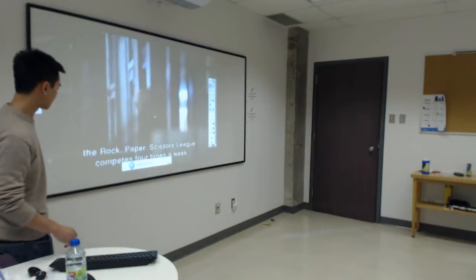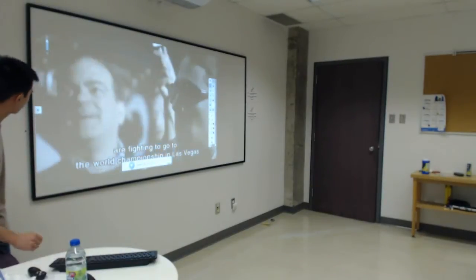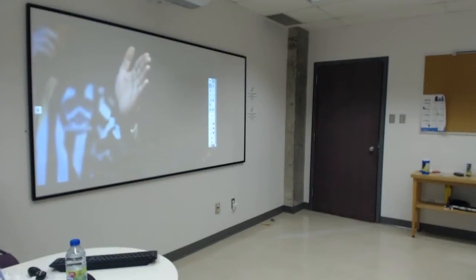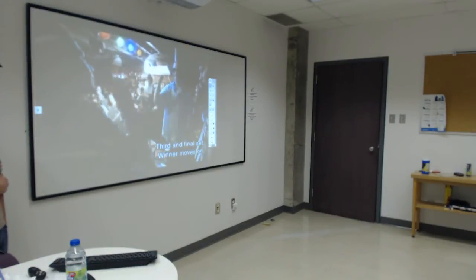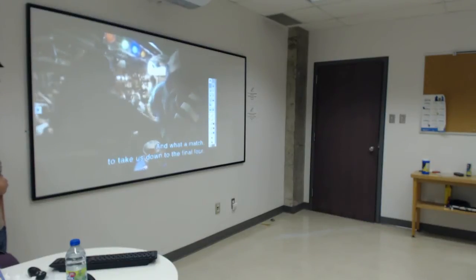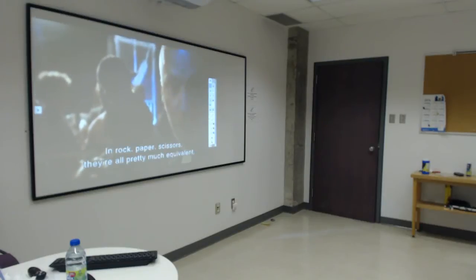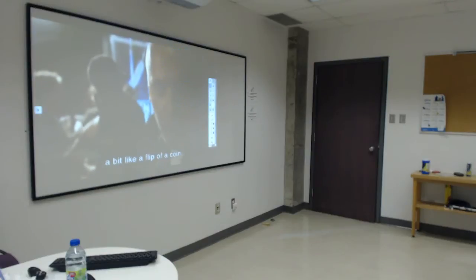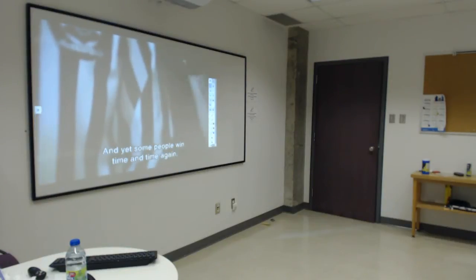The Rock, Paper, Scissors League competes four times a week. The people in this room are fighting to go to the World Championship in Las Vegas and a chance to win $10,000. Sweet G in the lead. Doc crushes scissors for Sweet G. You're on the verge of elimination, Drew Bag. Third is final set. Winner goes on. Rock crushes, winner. What a match to take us down to the final four. The intriguing thing about this game is that it should be impossible to predict what your opponent's going to do next. Rock, paper, scissors are all pretty much equivalent. So each throw beats one and loses to another. So essentially it's a game of even odds, a bit like a flip of a coin. But if the game is entirely random, every player would be evenly matched. And yet, some people win time and time again.